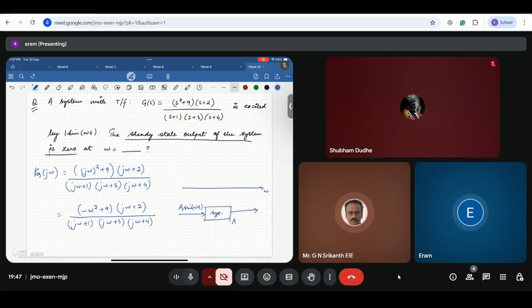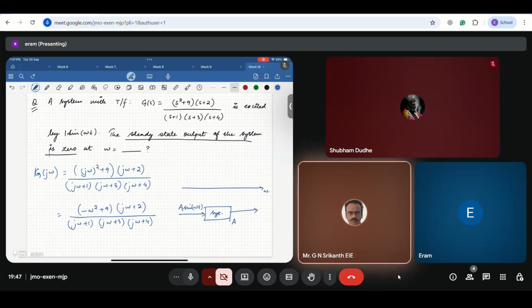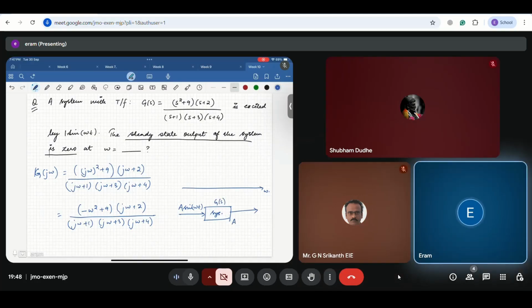The magnitude. This will plus 5. So if it is G(s), then it will be the magnitude of G at omega, that is this frequency, and sine of omega t plus phi, and this phi is the angle of G of j omega at this frequency, right?